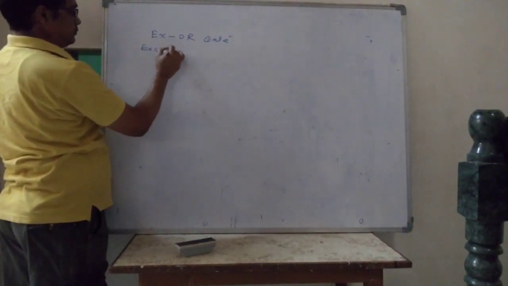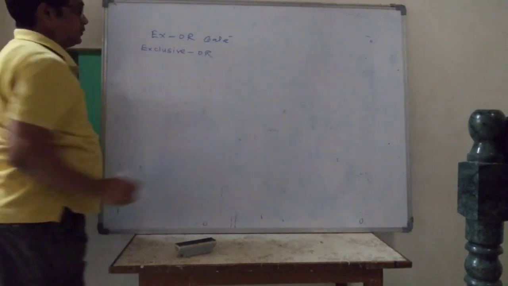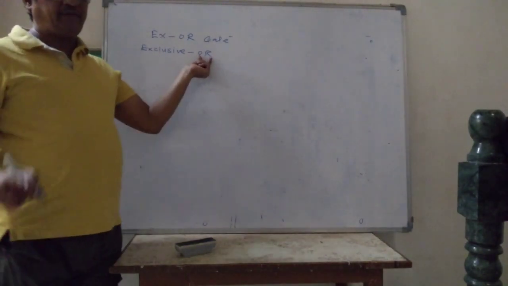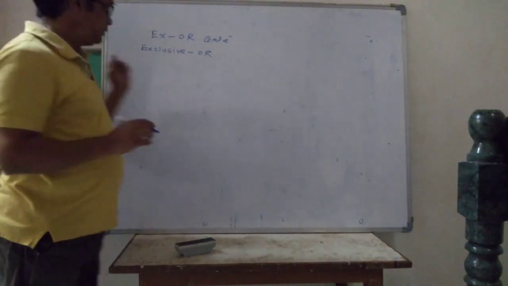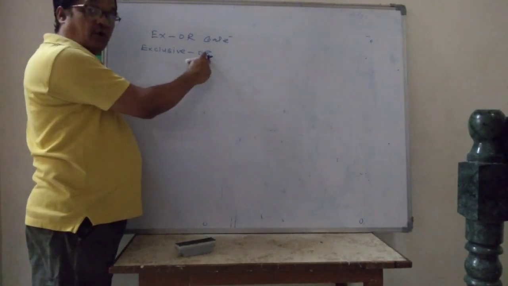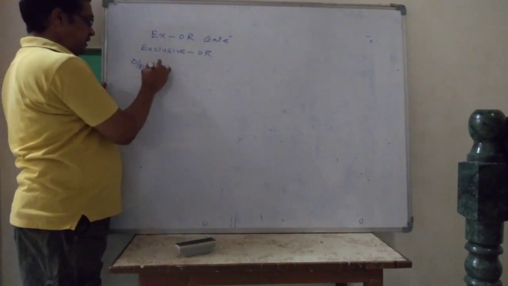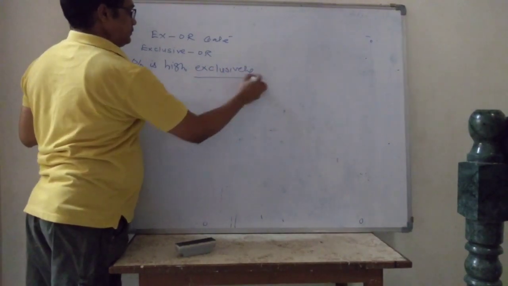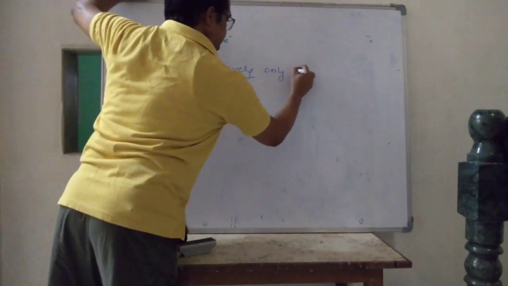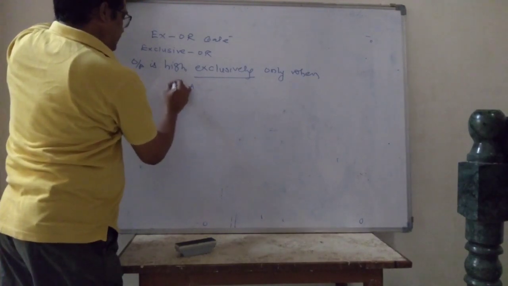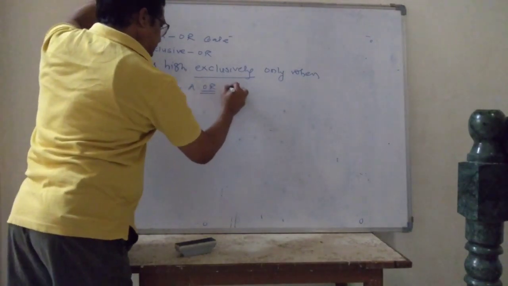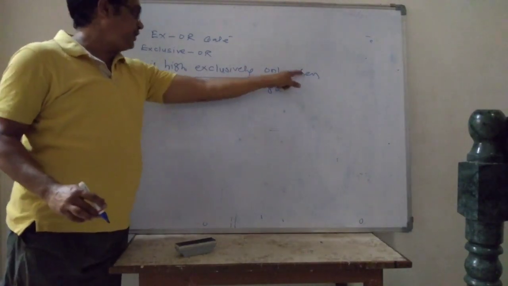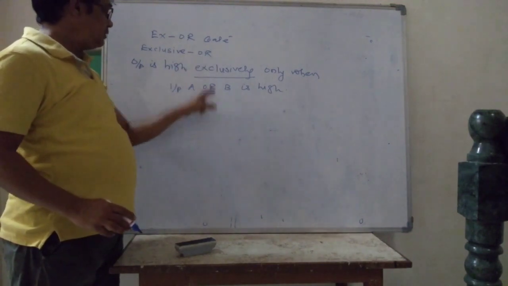Exclusive OR. In OR, our definition was that the output is high when A or B or both are high. Here the definition is different. The output is high exclusively, only when input A or B is high.